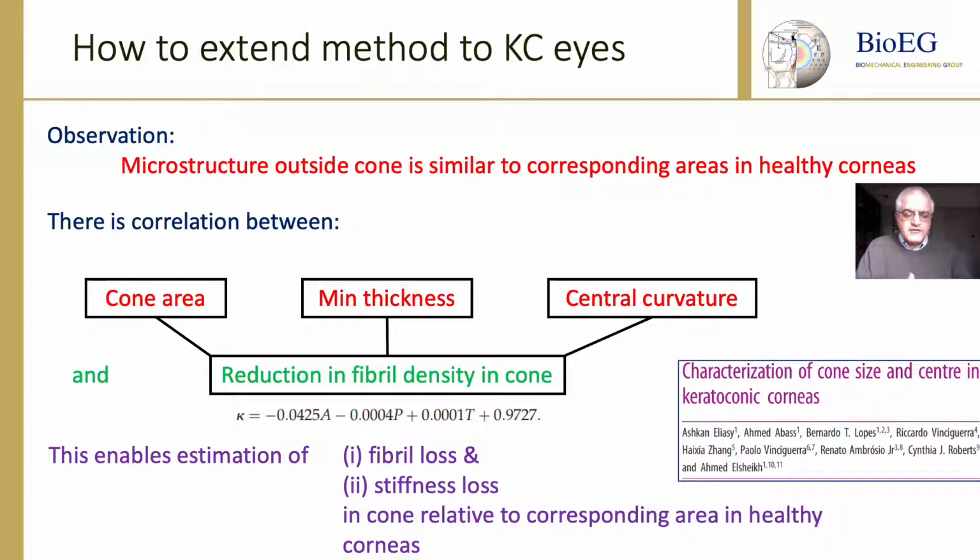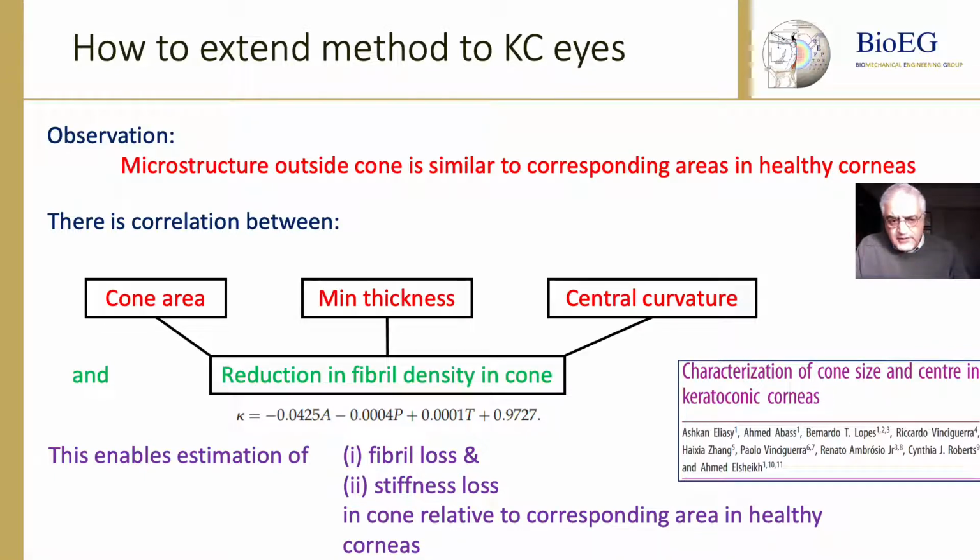Here we have a number of observations which we can rely on. The first is that the microstructure outside the cone seems to be unaffected by the disease progression, which is really good news. It means that we don't have to worry about the healthy areas of the keratoconic cornea, or the areas outside the cone. The second observation is that there is strong correlation between three parameters: the cone area, the minimum thickness of the cornea, and the central curvature of the cornea, with the reduction in fibril density.